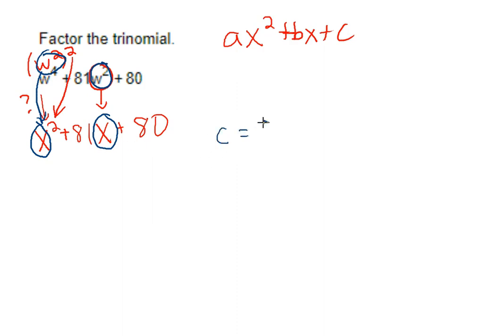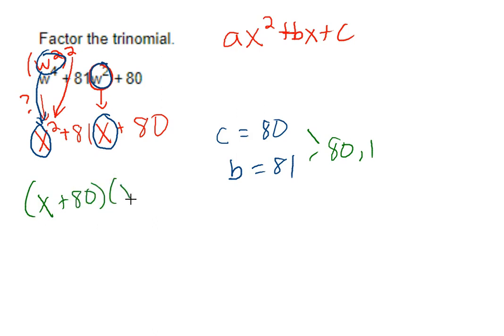I need to find 2 numbers that multiply to 80, but add to 81. This one comes up pretty frequently. When it's just one bigger than the thing you're trying to multiply to, it's always that number and 1, right? 80 times 1 is 80. 80 plus 1 is 81. The shortcut tells me this will factor as x plus 80 times x plus 1.